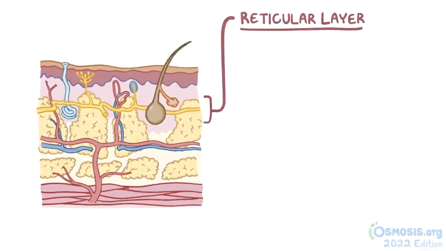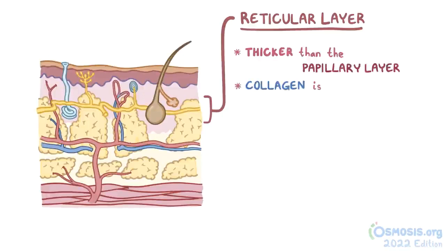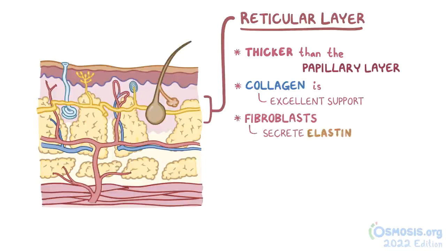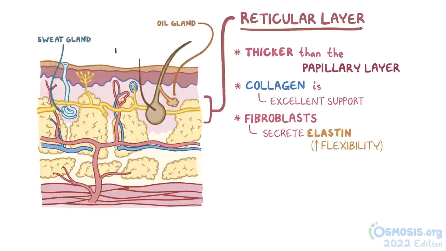The reticular layer of the dermis is even thicker than the papillary layer. The collagen in the reticular layer is packed very tightly together, making it excellent tissue support. In addition, fibroblasts in the reticular layer secrete elastin, which is a stretchy protein that gives skin its flexibility. The reticular layer also contains the skin's accessory structures like oil and sweat glands, hair follicles, lymphatic vessels, and nerves, and all of the blood vessels that serve these tissues. A type of nerve ending found here detects pressure or vibration, which allows you to feel someone grabbing your arm.